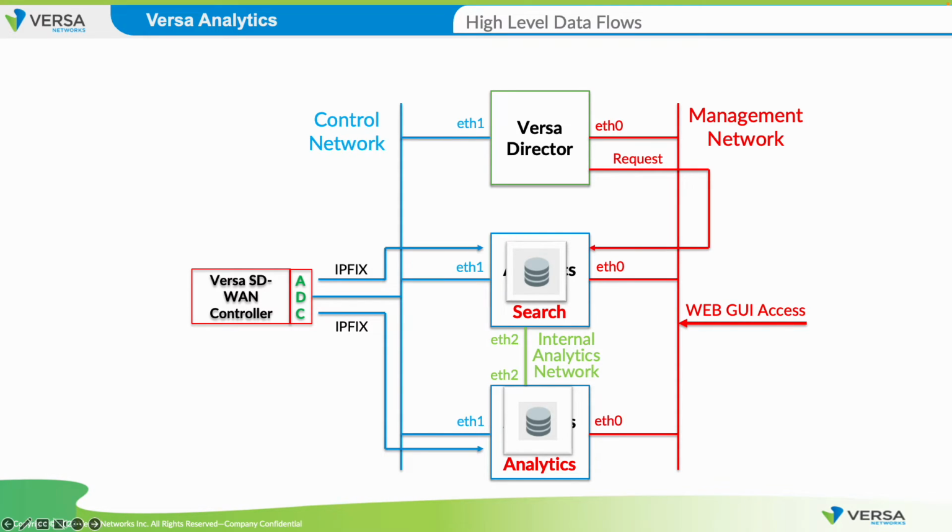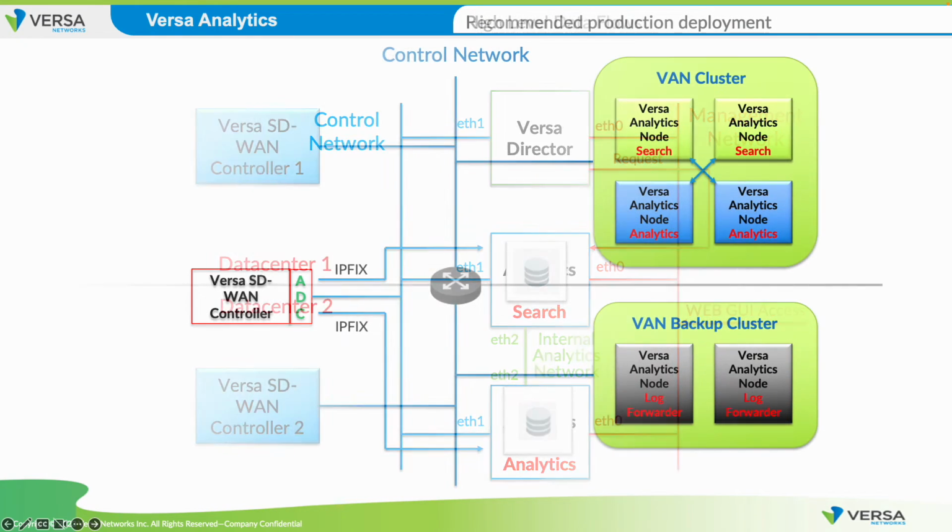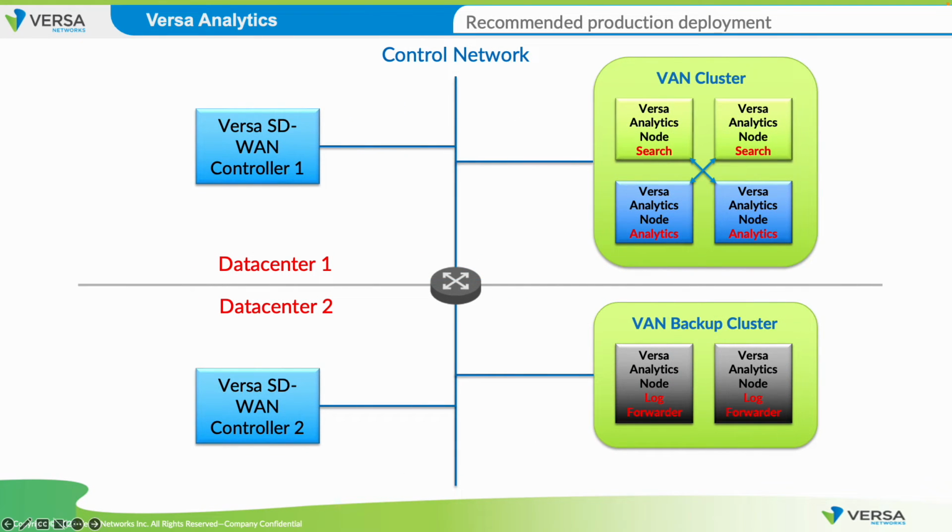Now let's talk a little about redundancy. Here is a recommended production deployment where you have two data centers with a disaster recovery configuration. The recommended deployment is that you have one controller in each data center, at least one controller for redundancy. You have the main WAN cluster consisting of 4 nodes, meaning 2 analytics nodes and 2 search nodes. Why do we need 4 nodes?